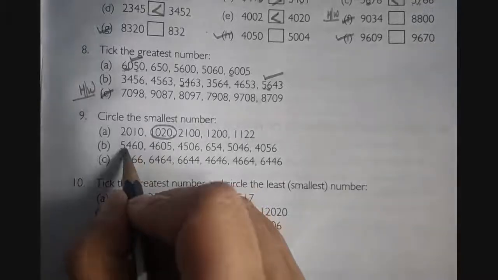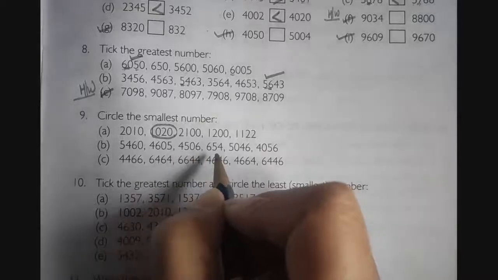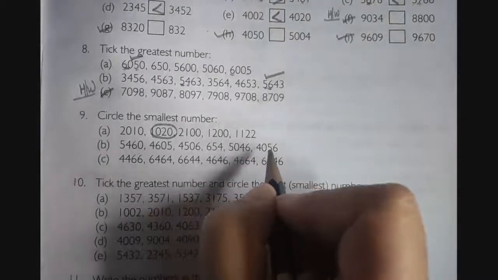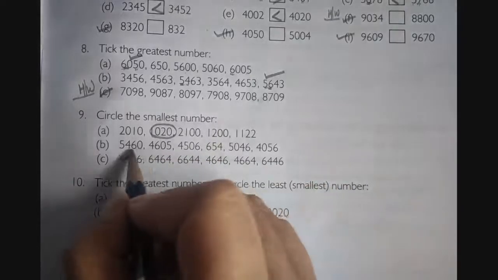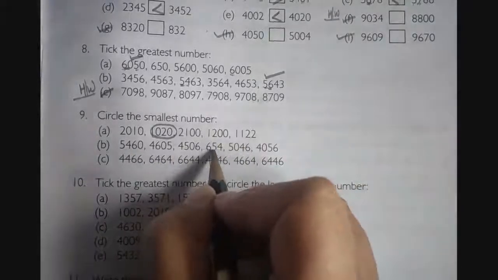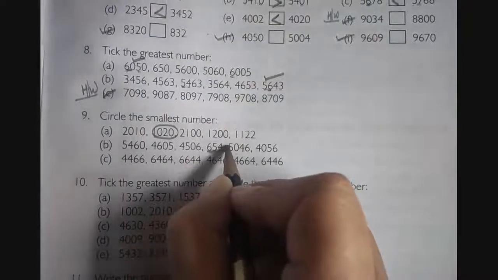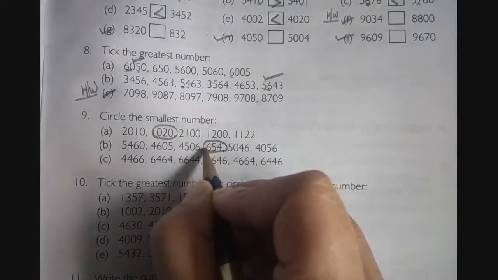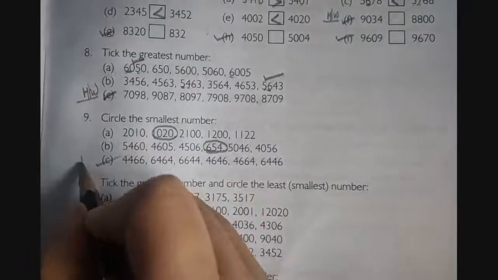Next, number B, 5460, 4605, 4506, 654, 5046, 4056. It is the easiest one, children. You can see all the numbers are in the 1000 position except this number 654. So we know that it is in the 100 position. So 654 is the smallest number among all these numbers. Now 9C is your home assignment.